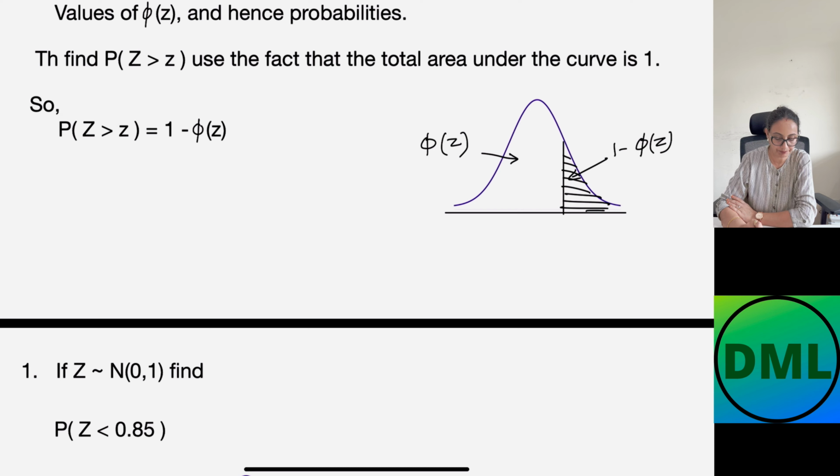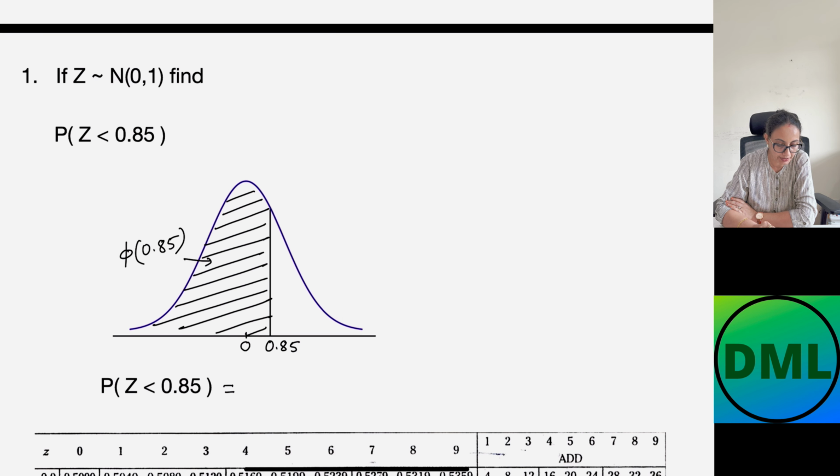Let's see one example here. If z is normally distributed with mean 0 and variance 1, find the probability that z less than 0.85. I need to get the answer for 0.85. This is my normal distribution curve. This is the line I have. This is 0.85. I am talking about the lesser than area. That means I am talking about this area. This area will be written as phi of 0.85. Let's write down here. This value is phi of 0.85.